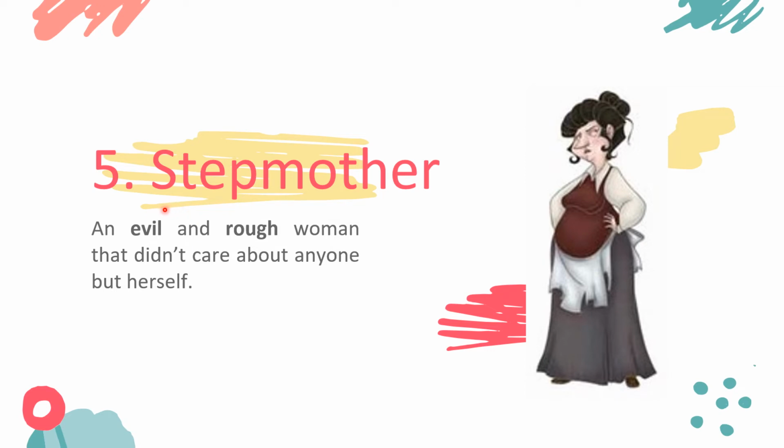Okay, number 5, stepmother. Stepmother is an evil and rough woman that didn't care about anyone but herself. Okay, ibu tiri Hansel and Gretel ni seorang perempuan jahat dan juga kasar yang tidak berfikir langsung tentang orang lain melainkan dirinya sendiri. So maksudnya dia ni evil, jahat, rough, kasar and pentingkan diri sendiri.